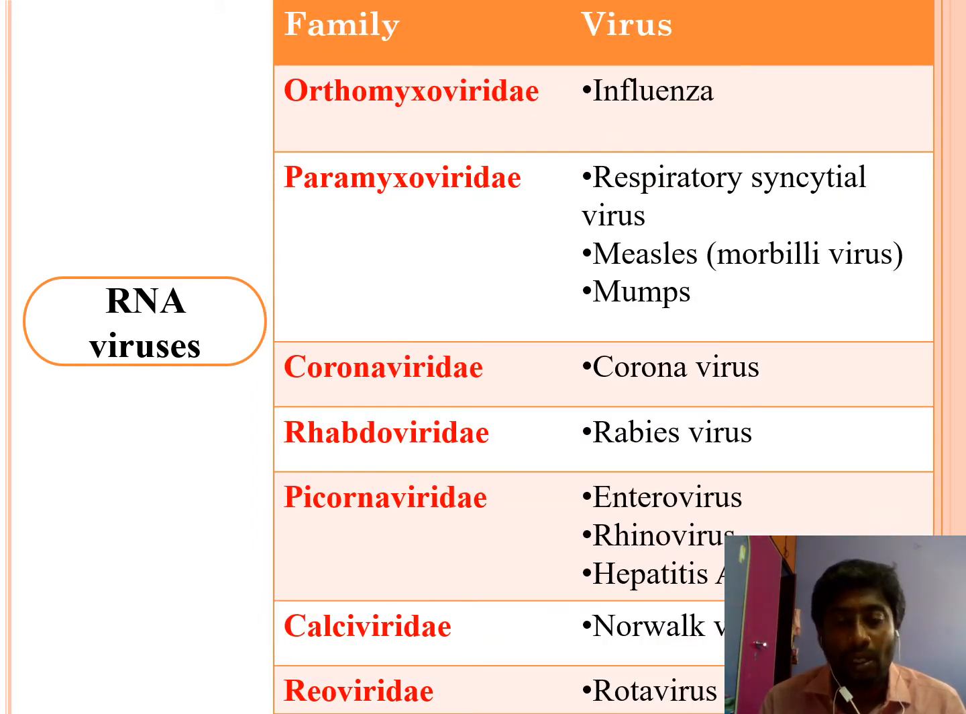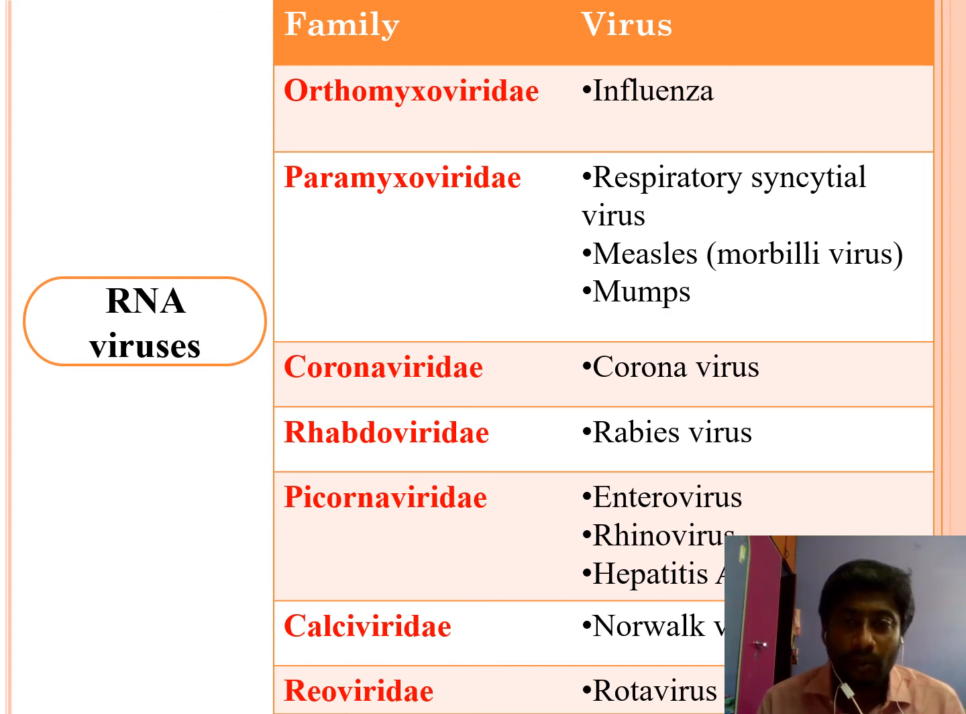Then the next one is RNA viruses. In RNA viruses, the first one is Orthomyxoviridae. We have influenza under this family. All the influenza viruses, influenza A, B, C, D, E, and all the influenza subtypes will come under this group. H1N1 viruses will come under this group.